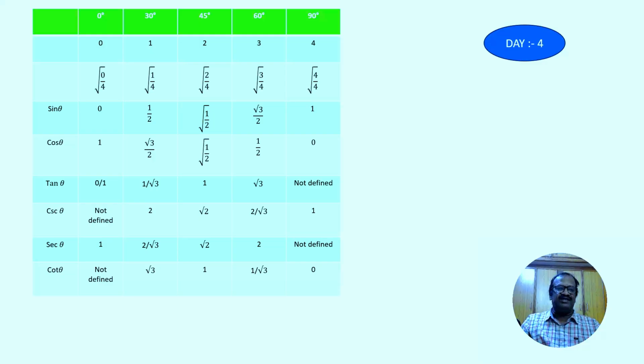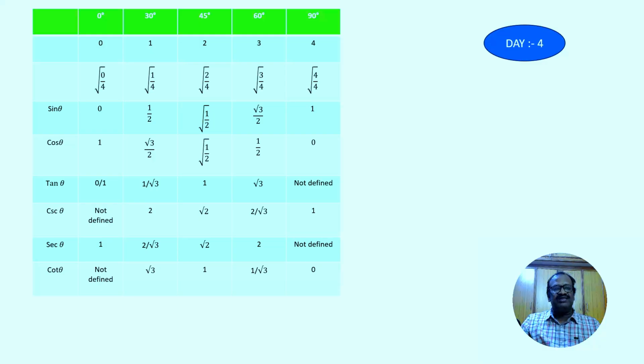Next one is tan theta. Tan theta means sin theta by cos theta, or simply the numerator of sin theta by the numerator of cos theta. That means 0 by 1, 1 by root 3, 1 by 1 gives 1, root 3 by 1, 1 by 0. 1 by 0 means it is not defined. It is not defined, so we are not taking it like that.